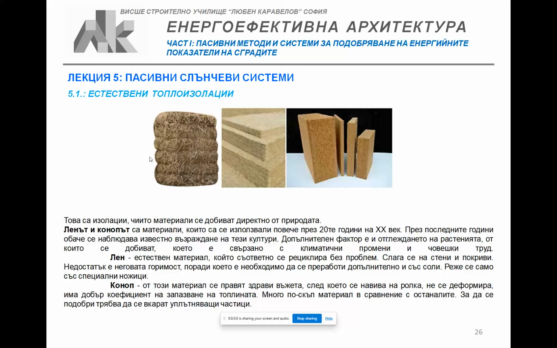The third group are effective insulations using agricultural wastes, plant wastes, some straw, and some waste from the wooden industry, and they are much more financially appropriate. Sometimes their price is about 20 times lower than, let's say, the petrol-based insulations. But of course, they have some negative properties.